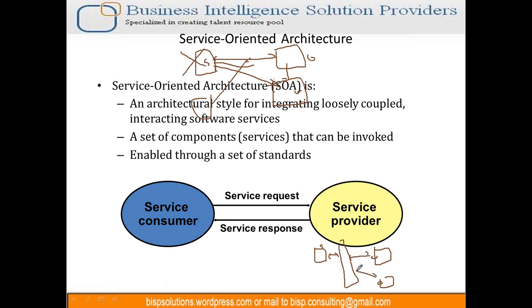Now, what happens is that even if I change or remove any system, my whole business process doesn't get affected. Secondly, if there is any enhancement or maintenance, the change is local. So that is the concept of loosely coupled systems. This is a loosely coupled system, and this is a tightly coupled one. And the main concept or focus of SOA is to always have loosely coupled interacting software services.